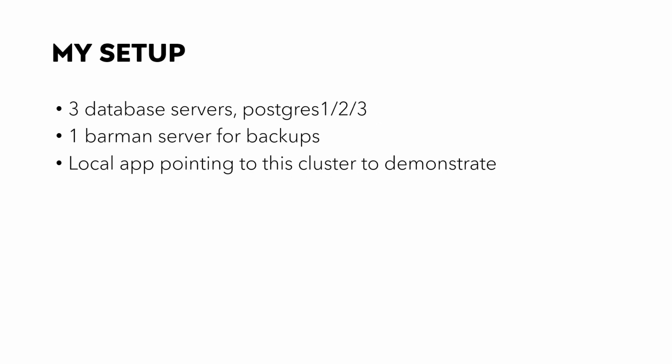And then my setup is, as you'll see in a second, we're going to set up 3 database servers called Postgres 1, 2 and 3. Again, they're not called primary, they're not called secondary, they're just called Postgres 1, 2 and 3 because we're going to be moving the primary between them. 1 Barman server, which we're going to store the backups on, and this local app, which I haven't finished yet, which I'll run locally rather than in a VM, and that will point to the cluster to demonstrate what's going on.